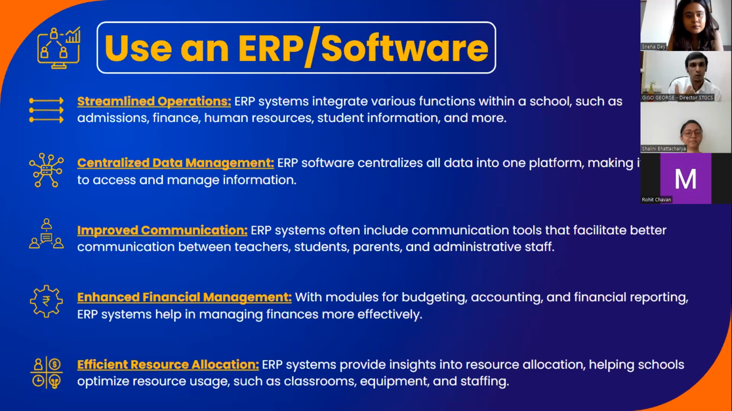For example, the best of the best software will cost you only 20 rupees per student per month. If you have 1,000 students, it will cost you only 20,000 rupees per month, or in a year, only 2 lakh rupees per year. If you divide it among the 1,000 children, it's a nominal fee for a software, but it's highly recommended you should use it.